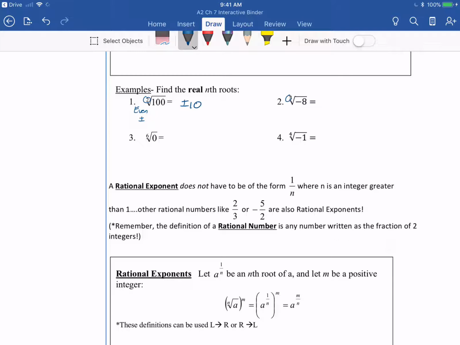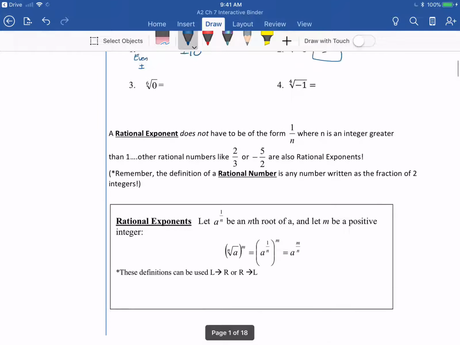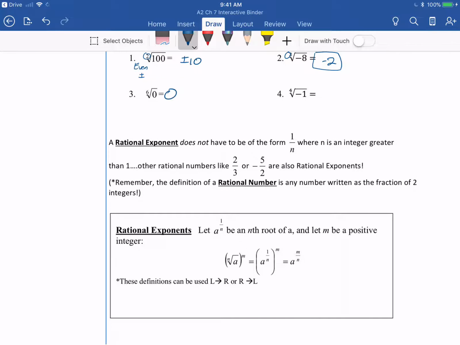This guy is cube, so I know that I'm just going to have one answer. It's an odd. Alright, and the cube root of 8 is 2, so negative 2 times negative 2 times negative 2 gives me negative 8. Alright, so the sixth root of 0, that's an easy one. Sixth root of 0 is 0. 0 times 0 times 0 times 0, 6 times is 0.